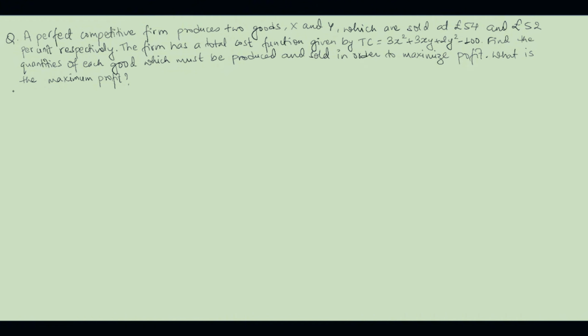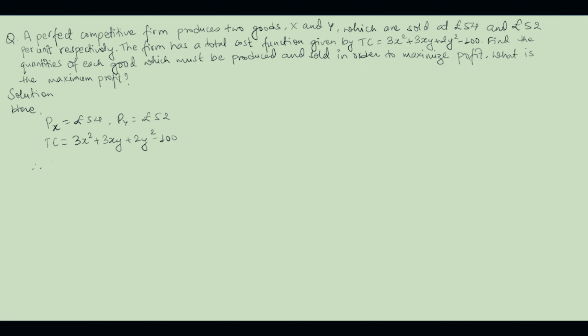Now I'm going to solve the question. What is given over here? The price of x, px, equals 54 pound, and the price of y is 52 pound. And the total cost is given by total cost equals 3x square plus 3xy plus 2y square minus 100.